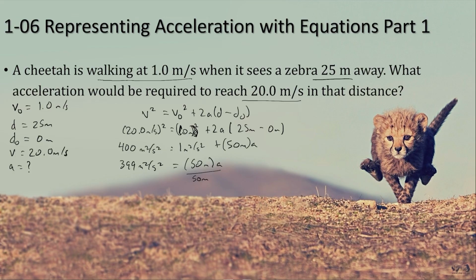Divide by the 50 meters. So one of the meters cancels out, and I'm left with meters per second squared, and the number is 7.98 meters per second squared. So that is actually a very significant acceleration, but cheetahs are known for having great acceleration.